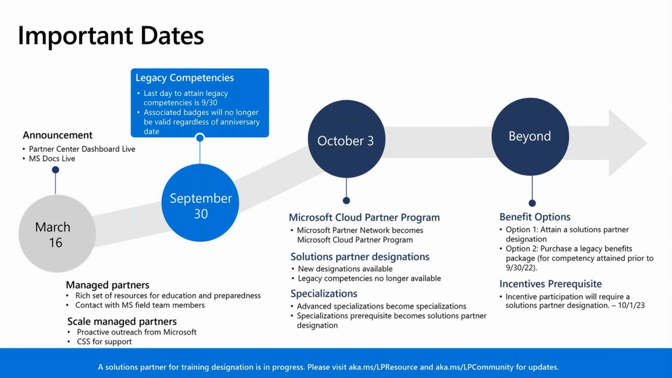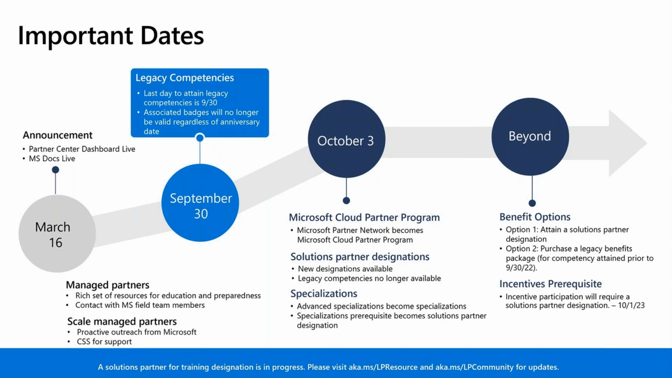As we can see on there, September the 30th is very crucial because that is when what we know today as our silver and gold accreditations will be changed and will now be known as legacy competencies. So going forward, we're referring to silver and gold as legacy competencies. There's a change that's going to happen on that day straight away.